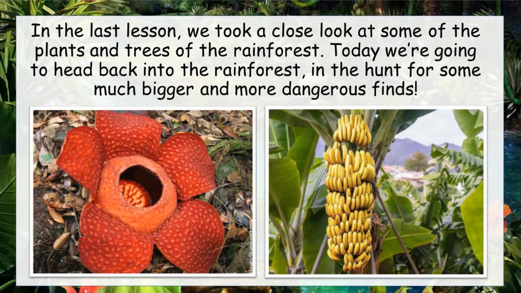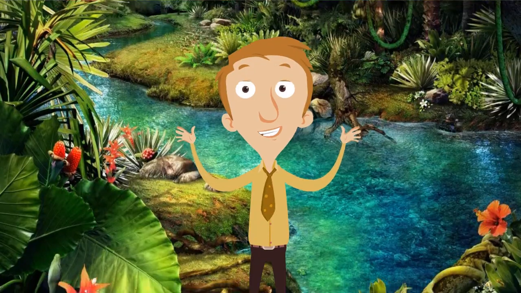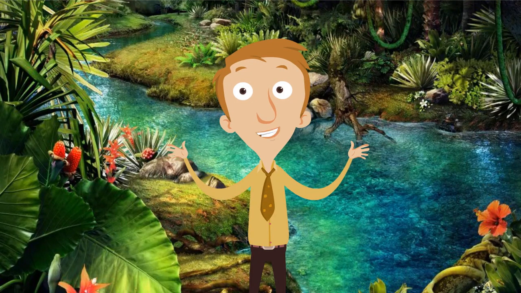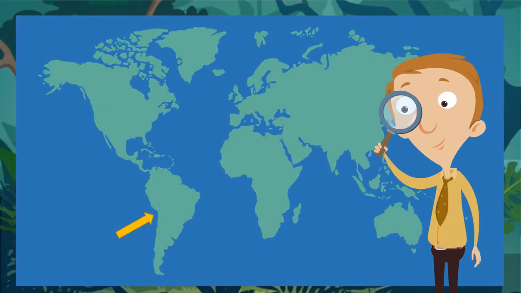Last time, we took a close look at some of the plants and trees of the rainforest. Today, we're going to head back into the rainforest, this time in the hunt for something much bigger and more dangerous. To find the animals and creatures we're looking for, we're going to go to a very special rainforest right here. Can you remember what the name of this continent is from geography? Pause the video and see if you can remember the answer.